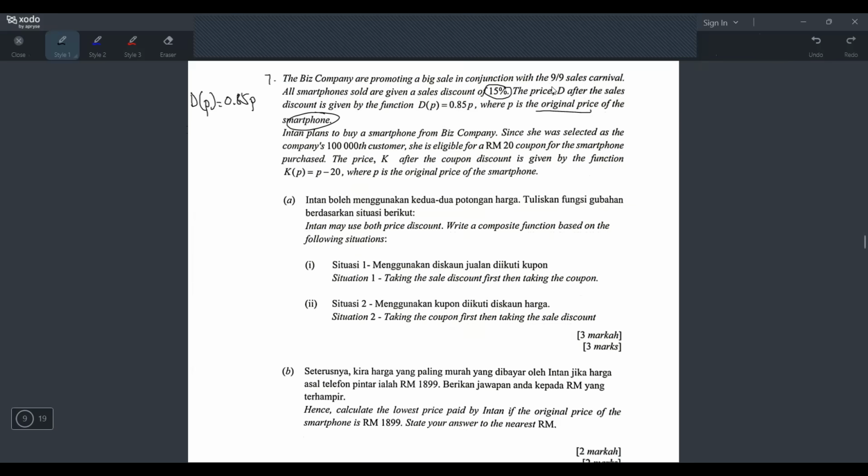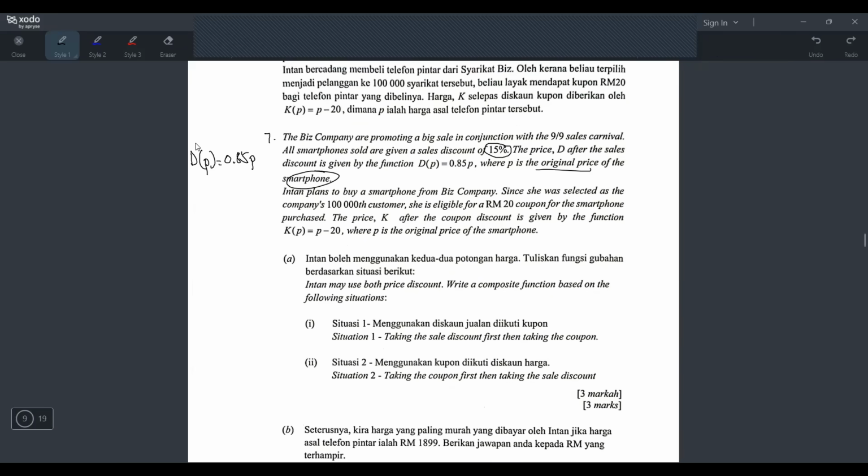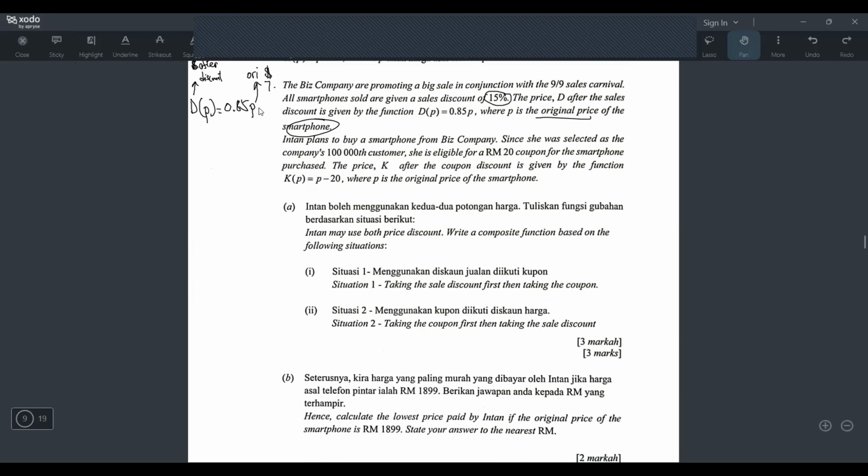And then what about the D? D is the price after sales discount. So I think I should write this down also. So D is what? The price. Okay, let's make it bigger. The price after discount. This is the money symbol. And then what is P? P is the original price. So I'll just call it ori price, right? So D is the price after discount. This one is the ori price. And the formula is 0.85p, which makes sense because the discount is 15%. It means you are paying only 85%.